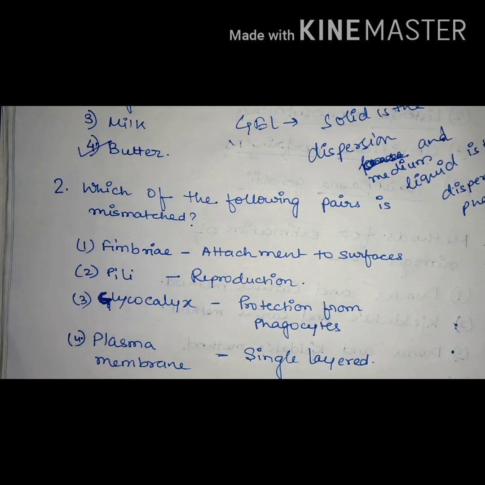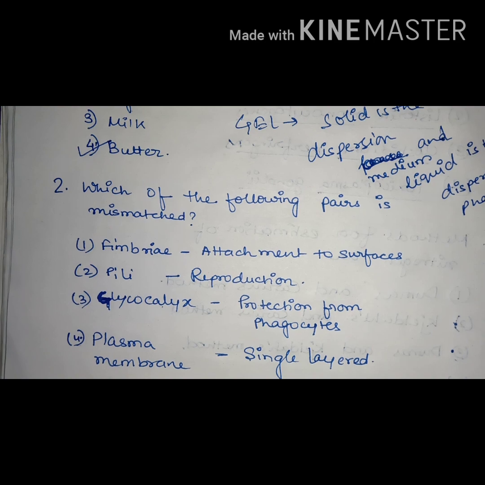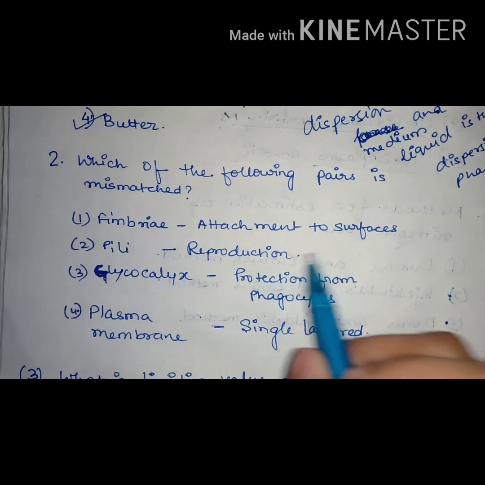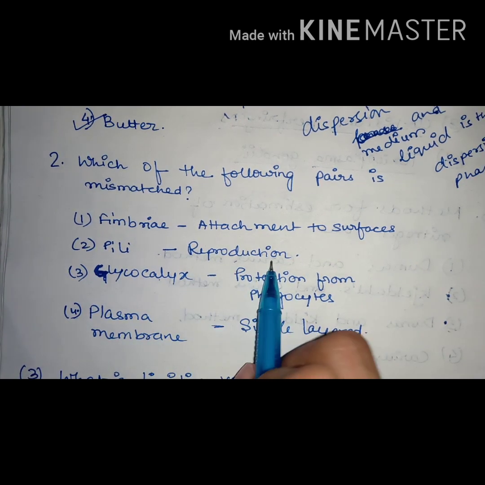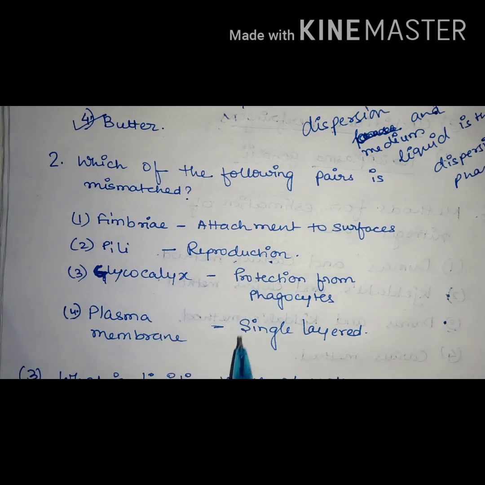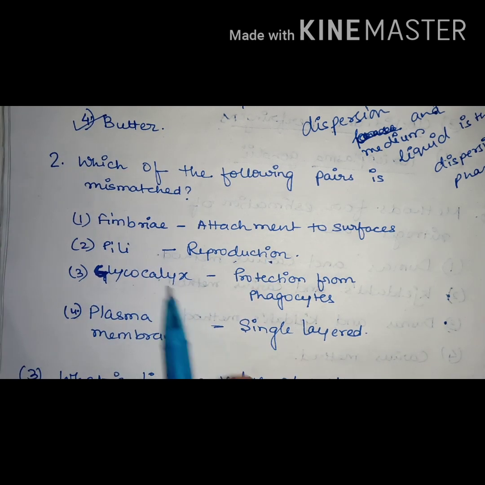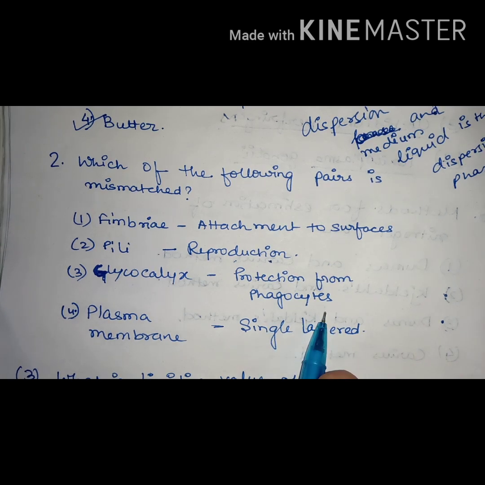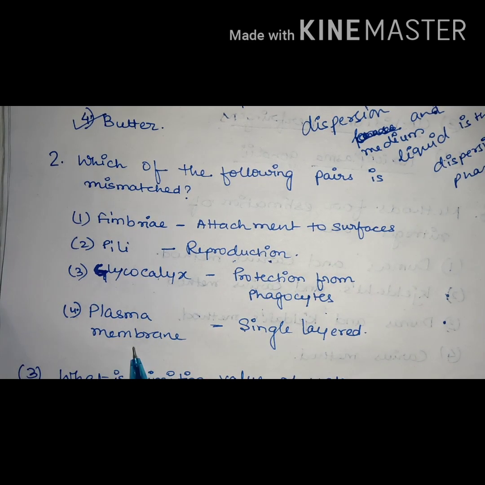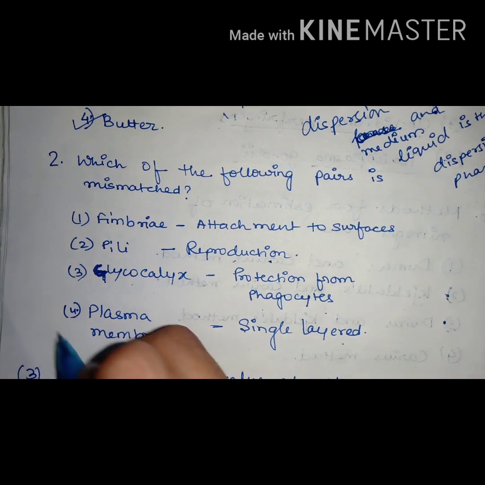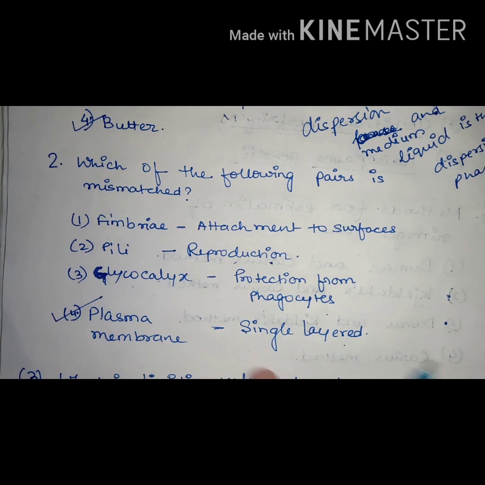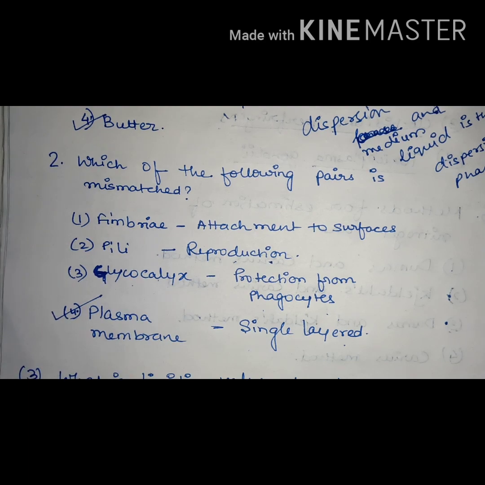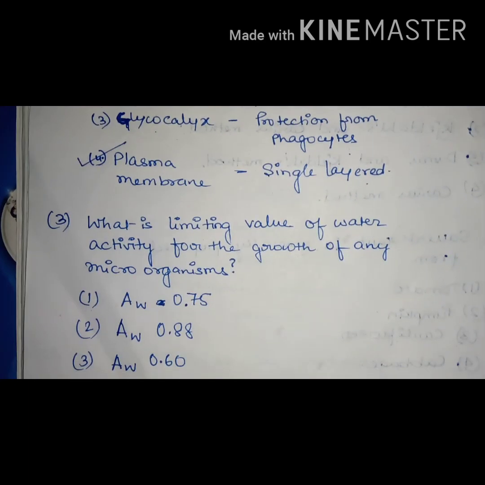Question number 2. Which of the following pairs is mismatched? Number 1. Fimbriae, attached to surfaces. This is true. Pili, reproduction. During conjugation, pili is required. Glycocalyx, protection from phagocytes. And the last one is plasma membrane, single layered. This one is the correct answer, that is, this one is mismatched, because plasma membrane is generally bilayered. That means it has 2 layers. Next question.